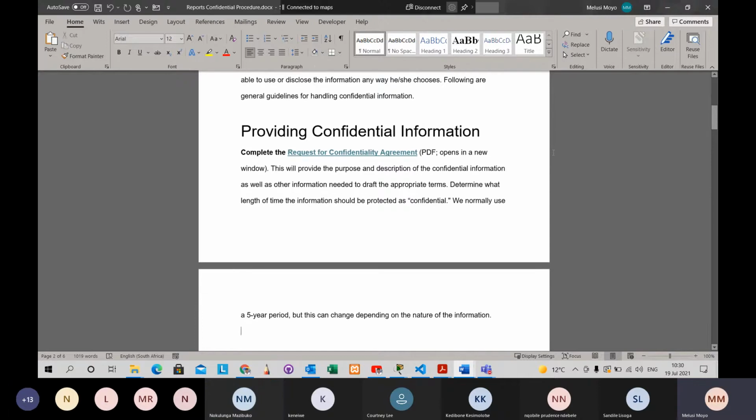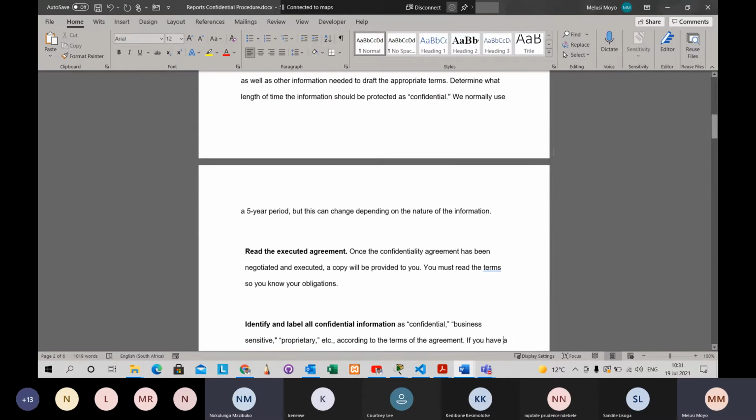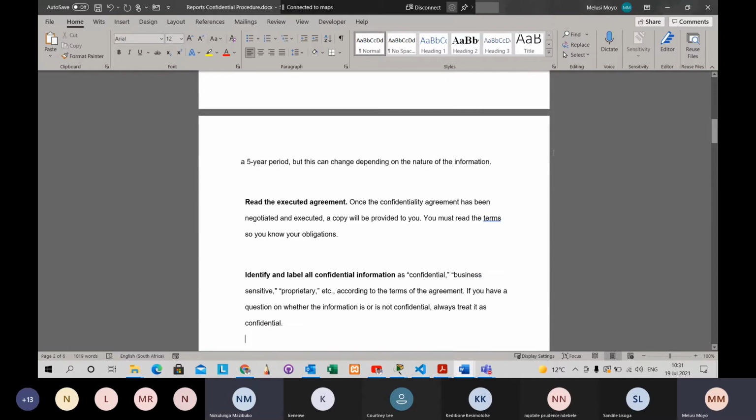There are some other projects that you will be part of where the company will make you sign a confidentiality disclosure document, whereby you are not allowed to disclose information about the specific project you're working on. If you do, the company might go back to the document that you signed, and you can be sued for that. So there are projects where you'll be required to sign a confidentiality agreement, so read the executed agreement.